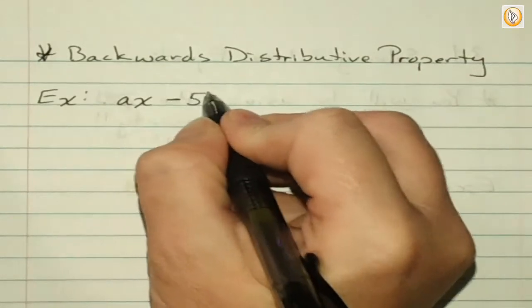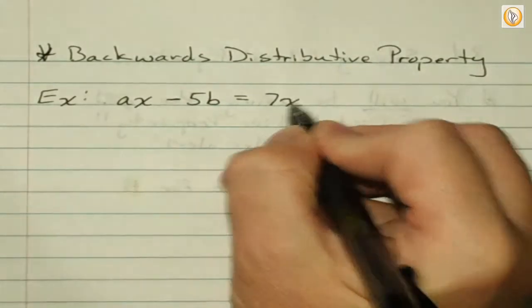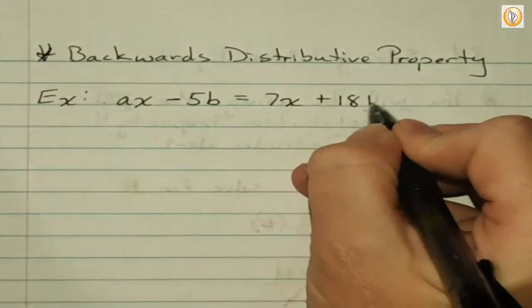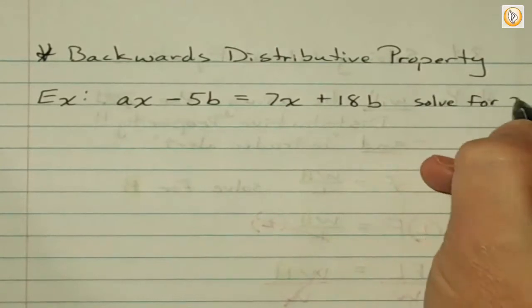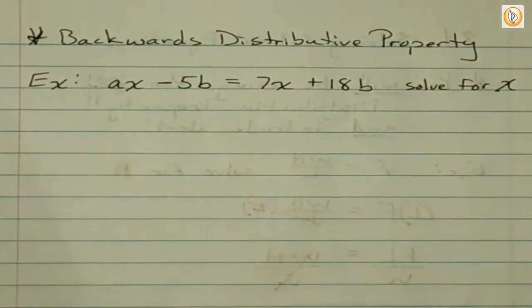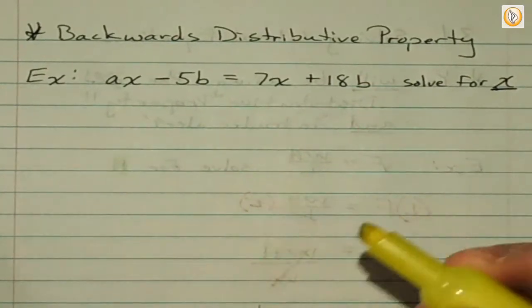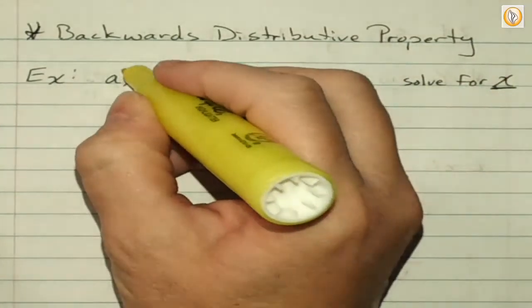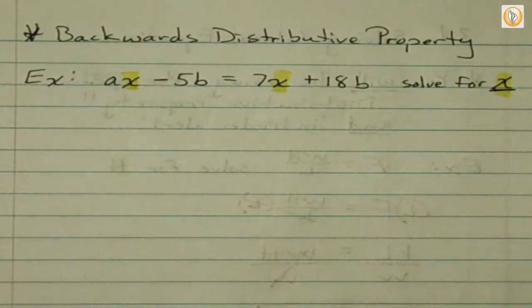AX minus 5B equals 7X plus 18B. Solve for X. Okay, so write that down and then just pause before you start working it. We want to make sure we know who we are, what we're solving for. So write that down.